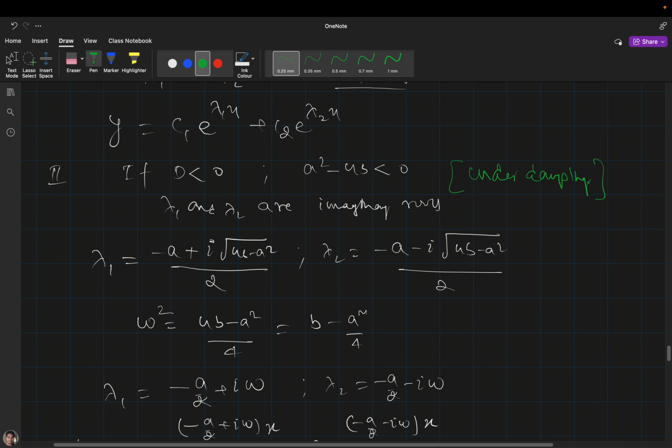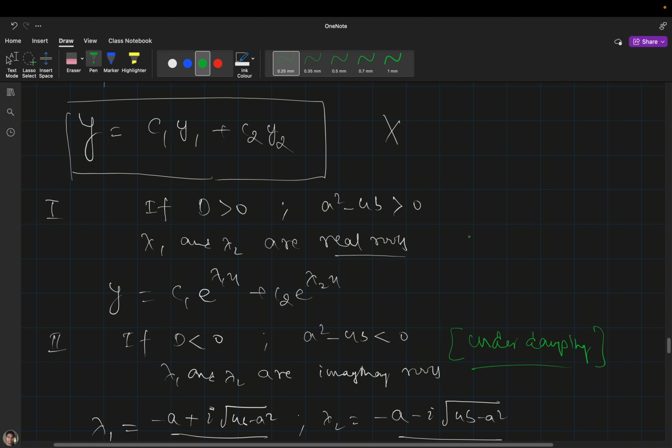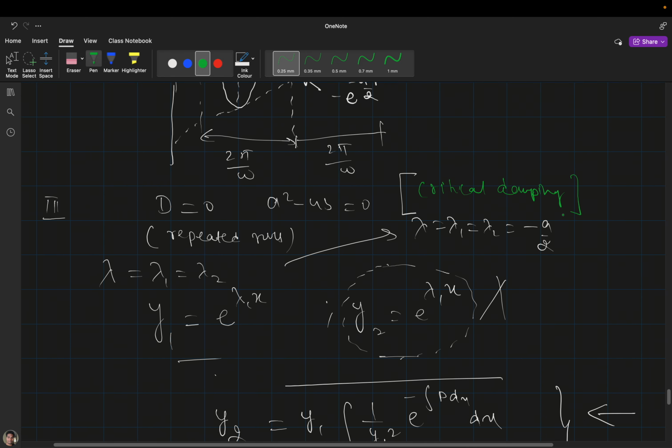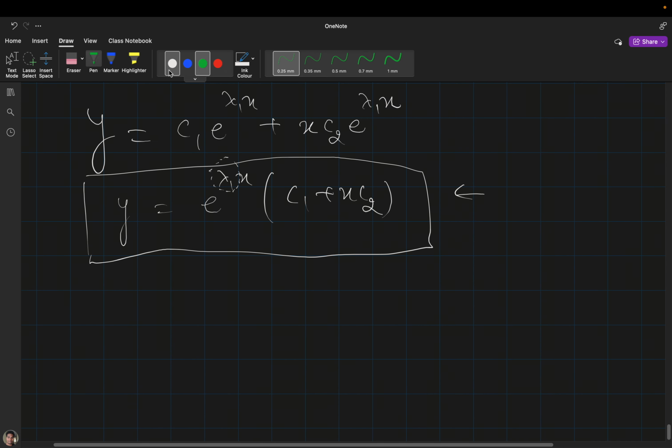In terms of vibration, when you study theory of machines, you have to pass through all these equations, and this form is actually called over damping. So there are three cases: over damping, under damping, and critical damping. Okay, now let's take one example to solve this kind of problem.